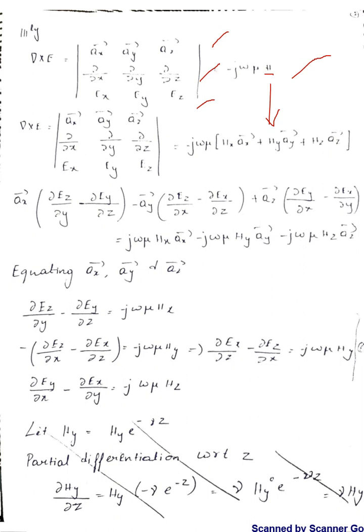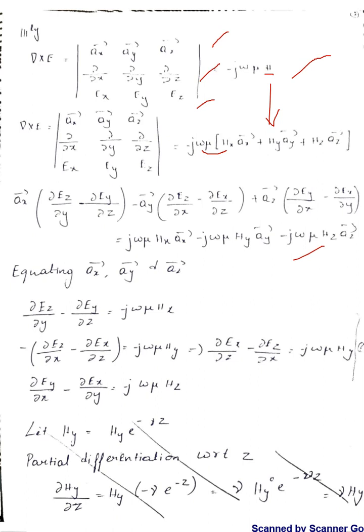If I take the determinant for the above equation, I'll be getting Ax vector (dou Ez by dou y minus dou Ey by dou z), and Ay vector (dou Ez by dou x minus dou Ex by dou z), plus Az vector (dou Ey by dou x minus dou Ex by dou y), which is equal to, taking j omega mu inside the brackets for all three terms, minus j omega mu Hx Ax vector minus j omega mu Hy Ay vector minus j omega mu Hz Az vector.